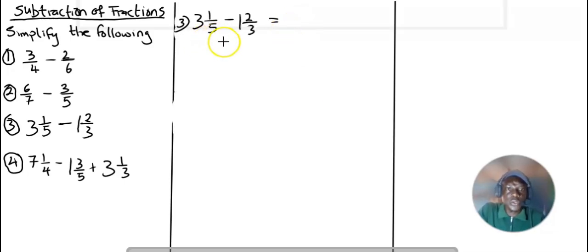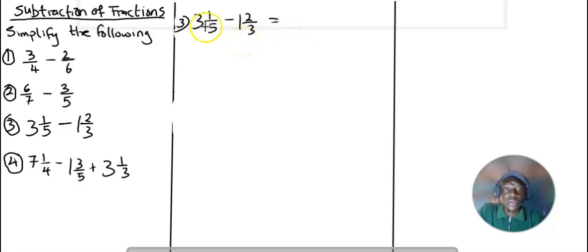So this is the third question. This question can be solved in 2 ways, and we'll be solving those 2 ways here. The most common one is to subtract the whole numbers, which is what we did in the addition video. You subtract the whole numbers, then you find the LCM of the fractions and do your thing.